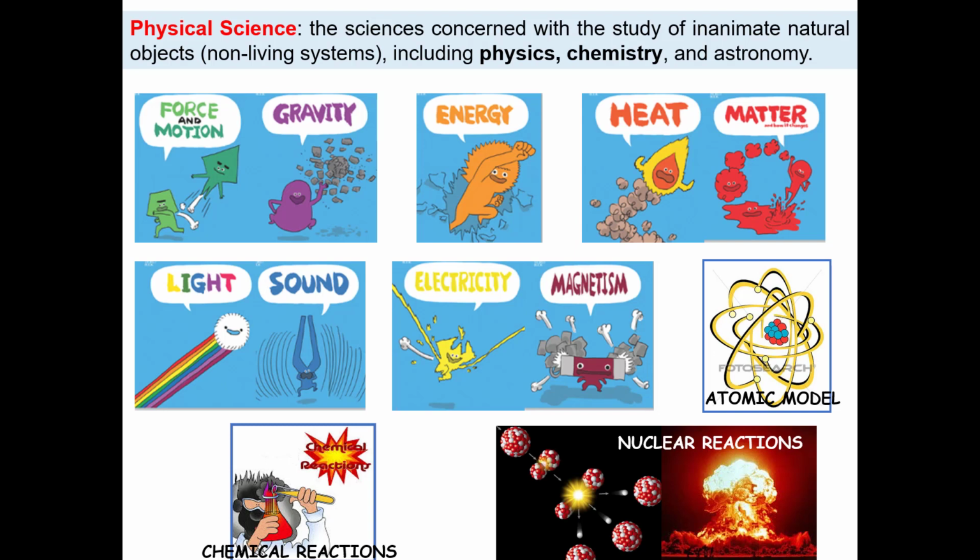Physical science is a science that studies inanimate and natural objects. It means that in physical science we study non-living systems. Physical science includes physics, chemistry, and astronomy, but in this course we will focus on the physics and chemistry parts.